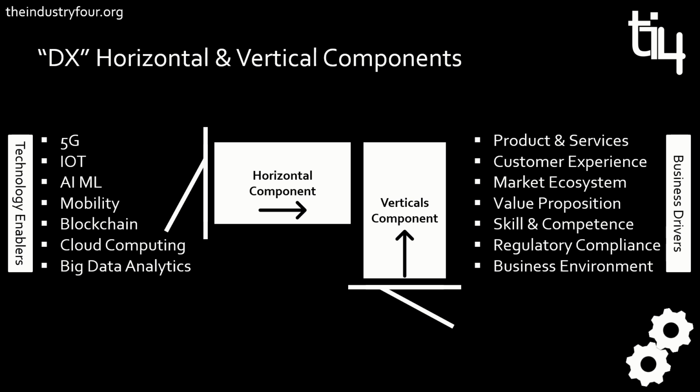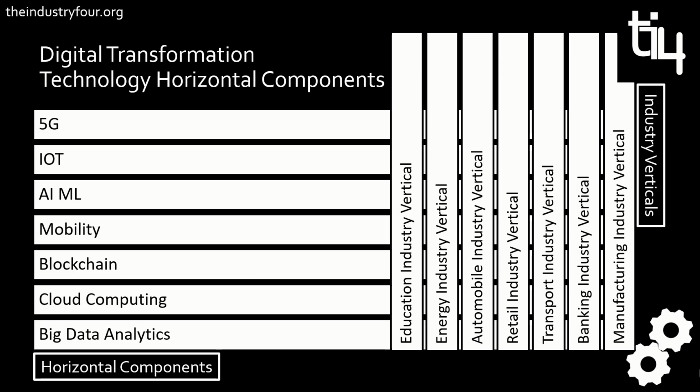And on the other side, we can represent the business drivers as vertical components, as these components are directly associated with and influenced by a specific industry vertical, so known as industry vertical components. And these vertical components are product and services, customer experience, market ecosystem, value propositions, skill and competence, regulatory compliance, and business environment. Have a look at another pictorial representation of horizontal components and their association with different industry verticals. Here also we can see that these horizontal components are common to most industry verticals, so considered as horizontal components.